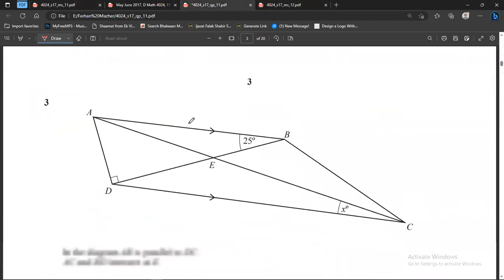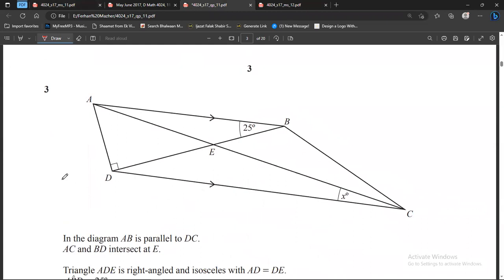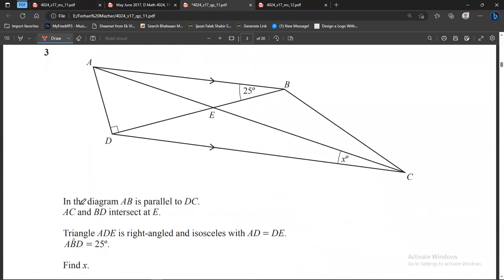Okay, so we are going to the next question. The next question is question number 3. He says in the diagram, AB is parallel to DC. AC and BD intersect at E. So they are intersecting at E. The triangle ADE is right angled and isosceles with AD. So the AD side and the DE side, they both are equal. If they both are equal, then this angle and this angle will also be equal to each other.